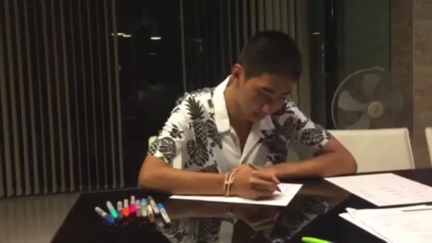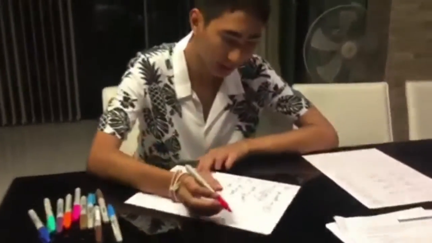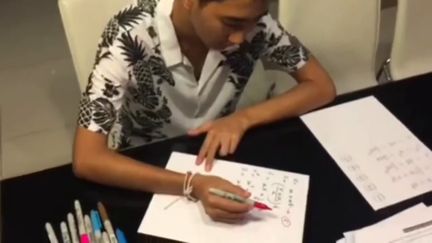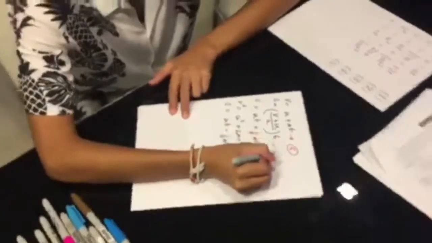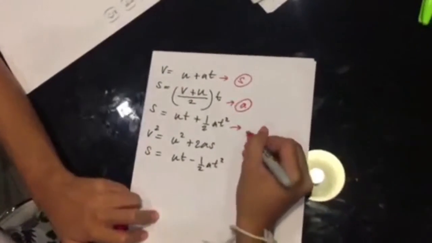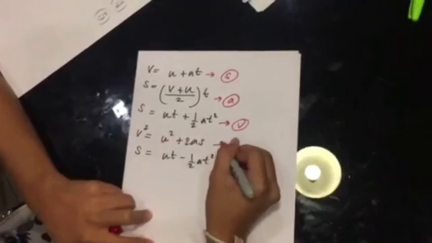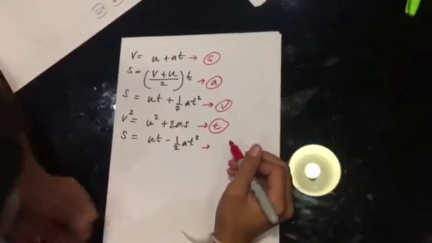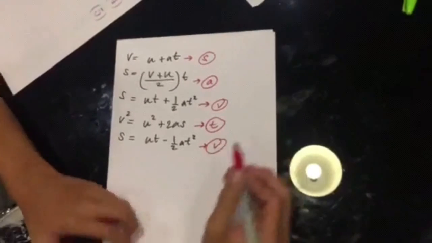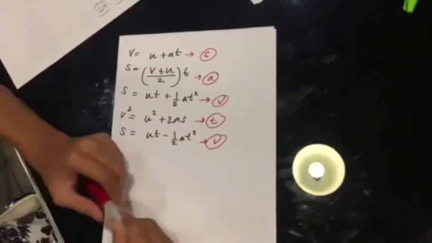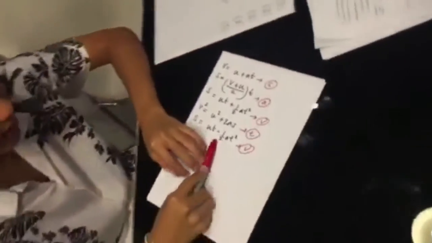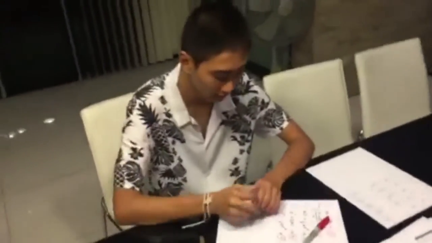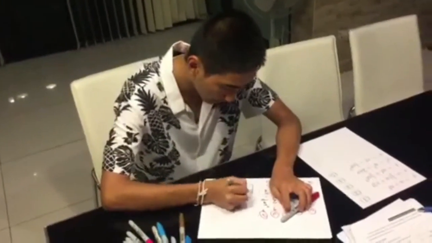So in formula one, there's no s. In formula 2, there is no acceleration. In formula 3, there is no velocity. In this one, there is no time, and in this one, there is no velocity. So from this information, we can use the equations.